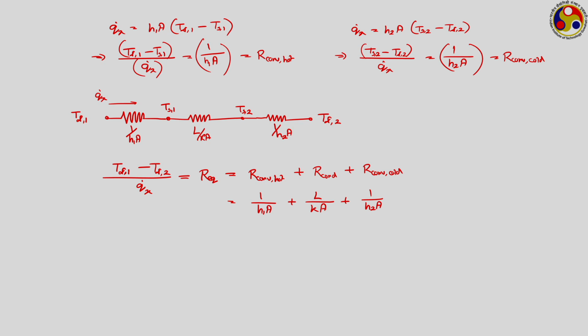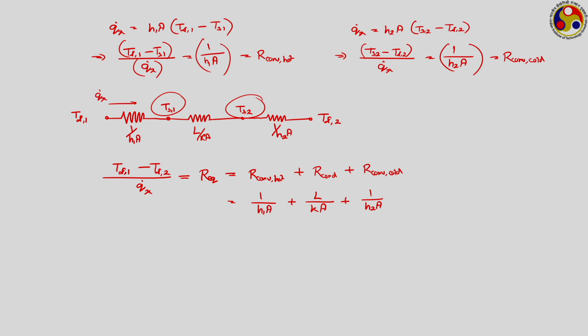So, once we know each of the individual resistances, we can easily get their equivalent resistance, and we can directly calculate the value of q dot x without needing to know the values of Ts1 and Ts2. We just need to know the two end temperatures and all the resistances, then Ts1 and Ts2 never come into the picture. We can directly get the value of q dot x using only the two end temperatures.